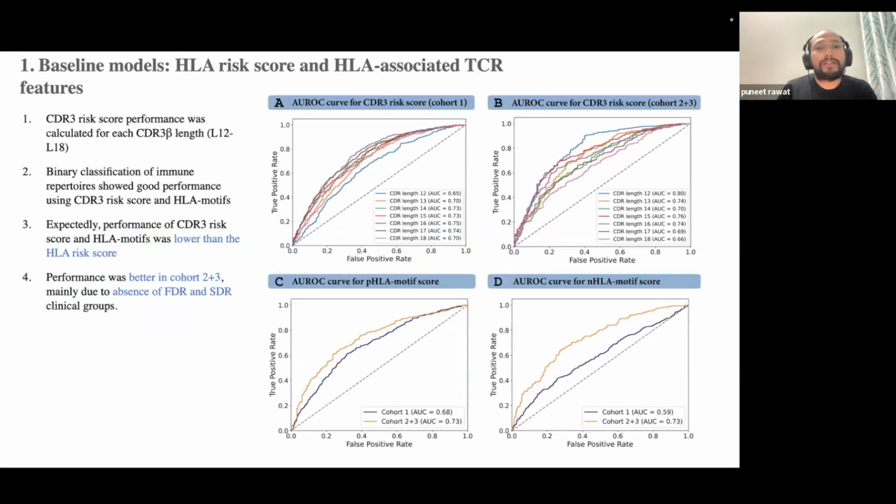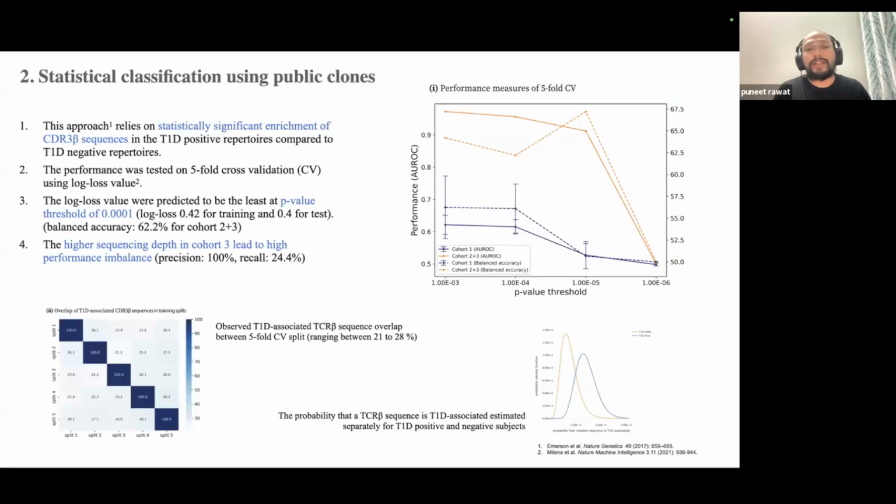We also tested the different features that we obtained in the previous analysis. This is the CDR3 risk score on the A and B chains, and they all have decent AUROC values. And then the PHLA and NHLA motifs also have an AUROC of more than 0.6 for cohort 1 and 0.73 for cohorts 2 and 3. Considering this as a baseline, we used different methods. The first one was a machine learning method which uses public clones. As we saw, we don't really see public clones for type 1 diabetes, so the performance was really bad.